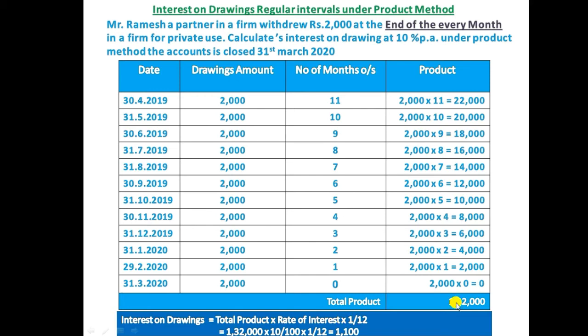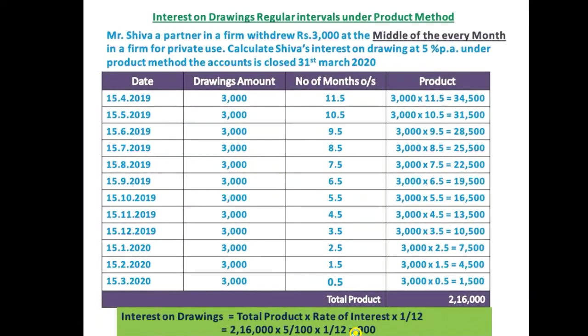The total product according to the table is 1,32,000. So 1,32,000 into 10 by 100, because the rate of interest given in the question is 10%. So 10 by 100 into 1 by 12, we'll get 1,100 rupees as the interest on drawings. Next we'll see, if the partner drew in the middle of every month, how to calculate interest on drawings.